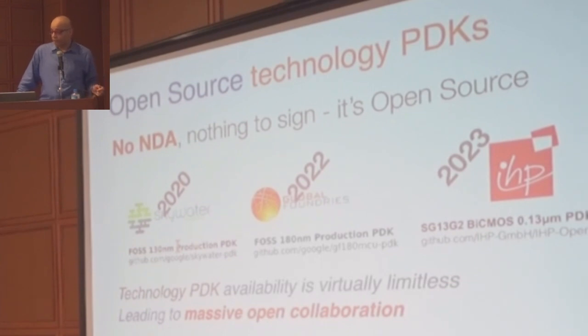Then later in 2022, through the results that Maxime did, Global Foundries got encouraged as well. So they opened a program, again sponsored by Google. And then the third foundry, on their own, opened one of their PDKs: IHP in Germany. So it's going to look like an avalanche.